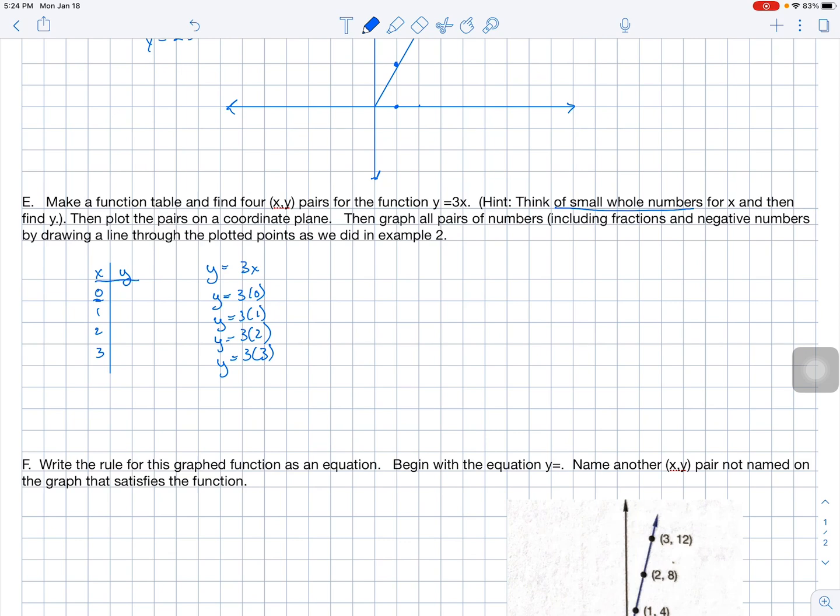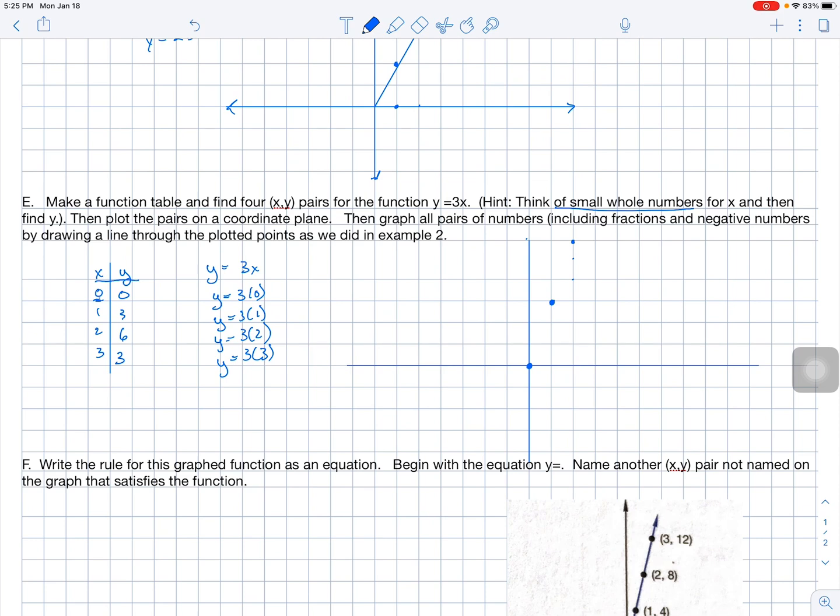Okay, so if you look at this, 0 times 3 gets us 0. 3 times 1 gets us 3. 3 times 2 gets us 6. 3 times 3 gets us 9. So now we have an idea of what it would look like. So let's just create a coordinate plane so that you can see how this looks. So 0 and 0 is one of our points. 1 and 3 is another one of our points. 2, and I might have made it a little tight, 2 and 3, 4, 5, 6. 2 and 6 is another one of our points.